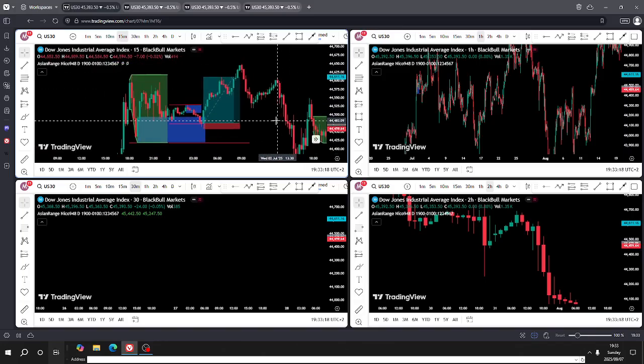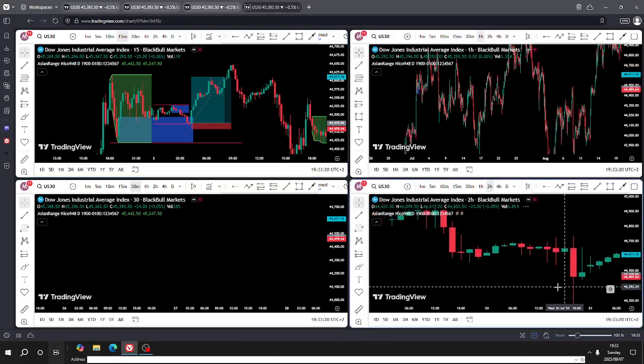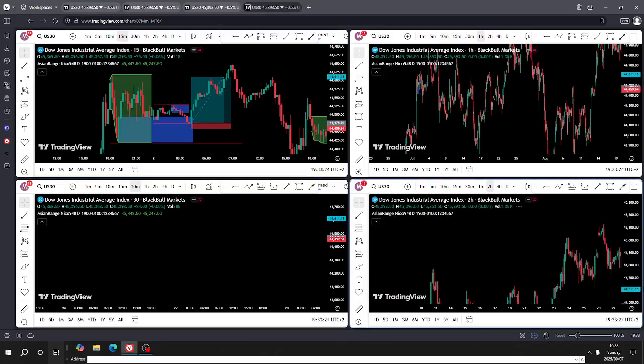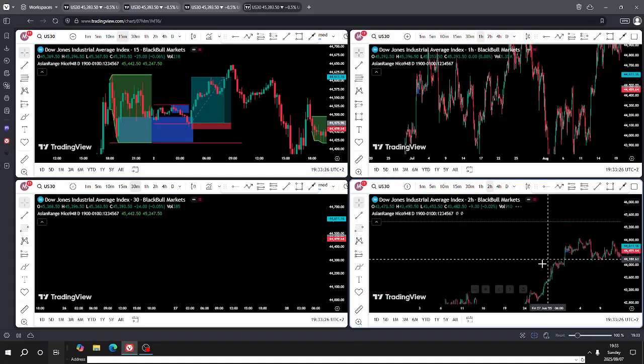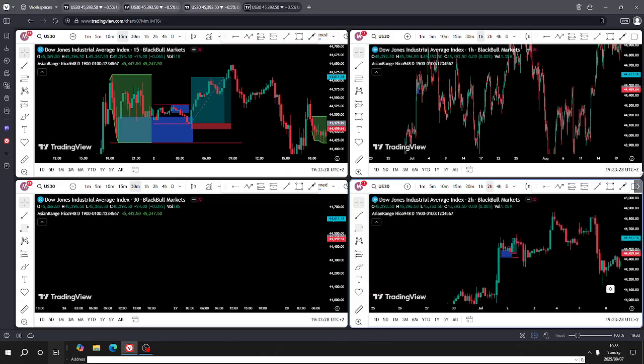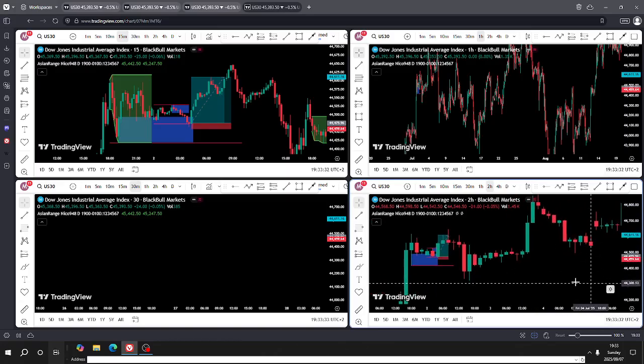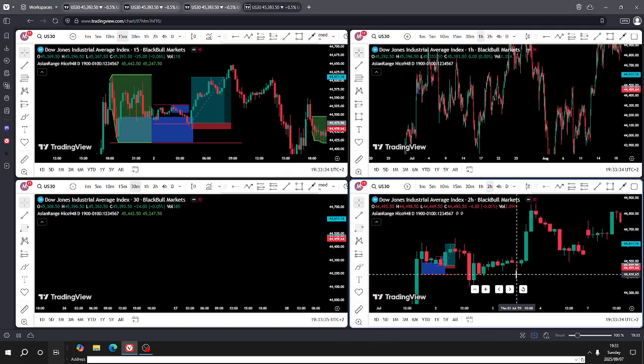Okay, so now we get to see that on the 2 hour, where is it? Okay, I think that one has finished. We get to see that on the 2 hour we still have unmitigated blocks. What about them? And what did I say about that type of candlestick? I said that its high is likely to be taken out.